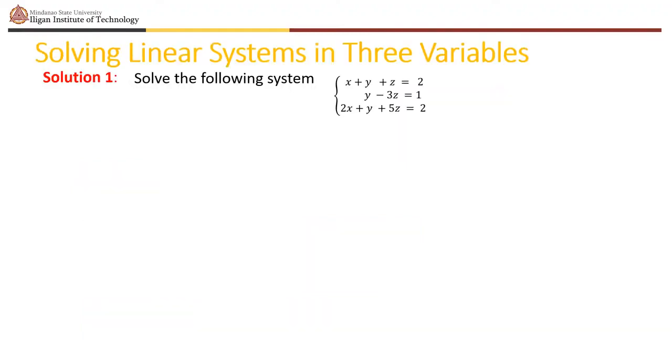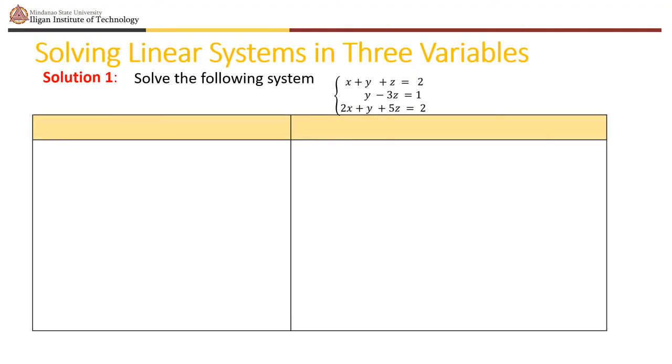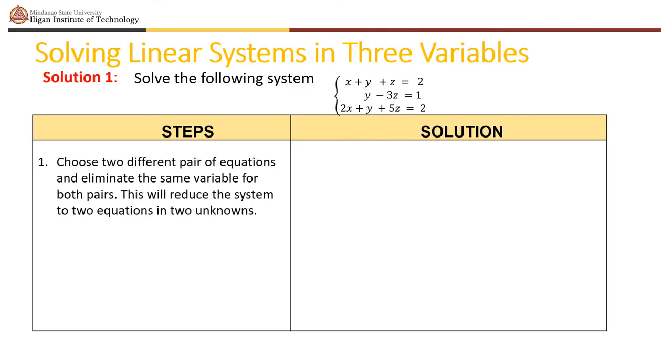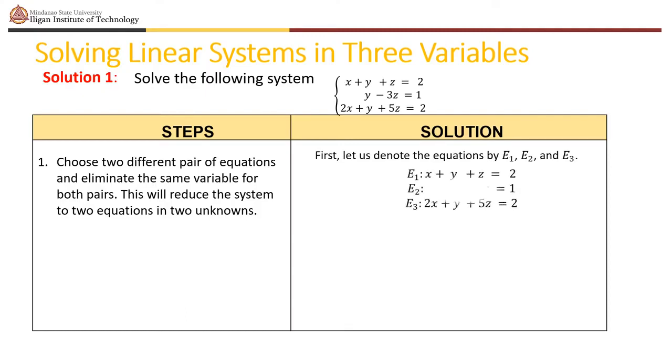So here's the solution for number 1. We have the following steps and solution. Choose two different pairs of equations and eliminate the same variable for both pairs. This will reduce the system to two equations and two unknowns. Before that, let us name the given equations, or denote the equations as e sub 1, e sub 2, and e sub 3 with the following.